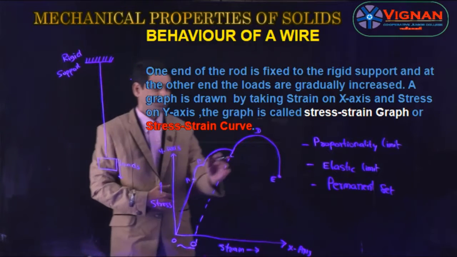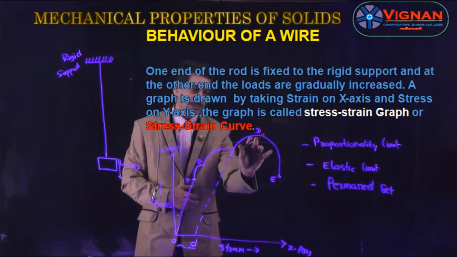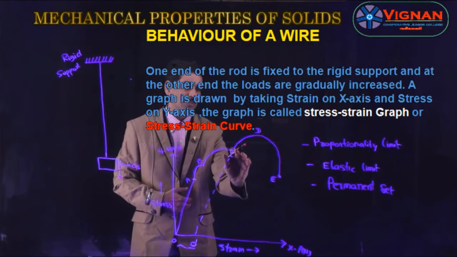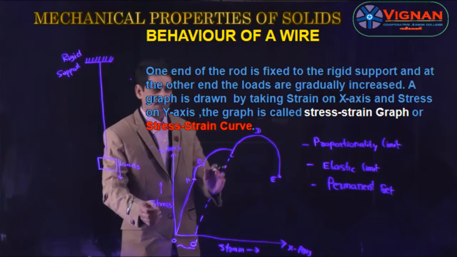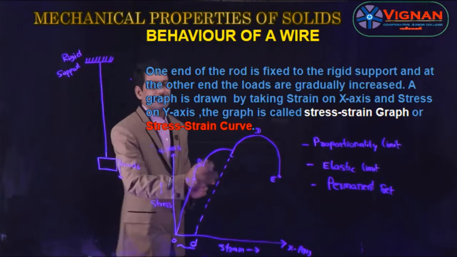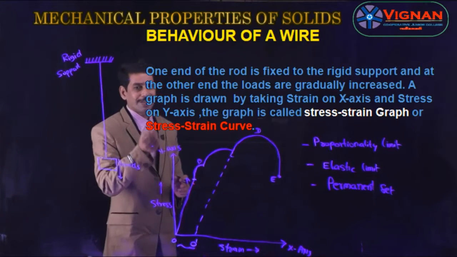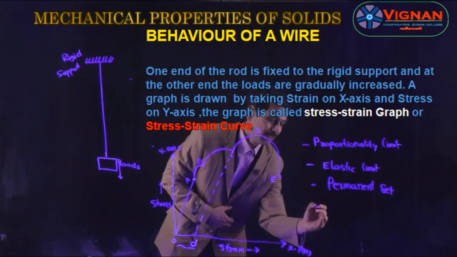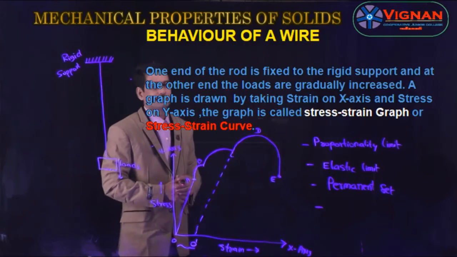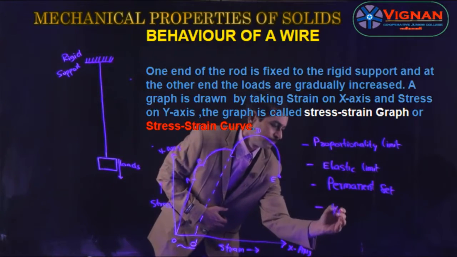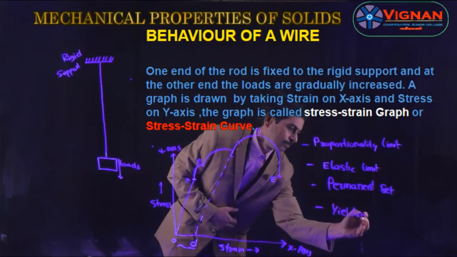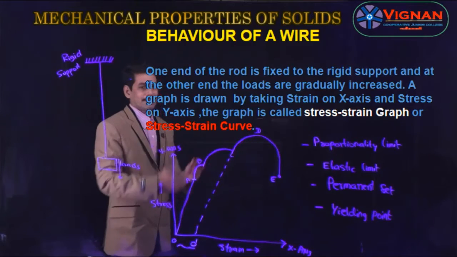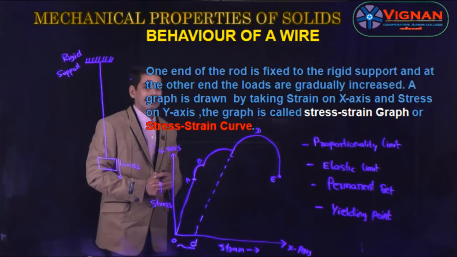Now let us see the graph. Beyond the point C, even though we do not increase the stress, the strain increases more rapidly. See the graph here, it is a peak we are observing. Even though we don't increase the stress, the strain increases more rapidly. That means the wire starts yielding at the point D. So that point is called the yielding point, or it is also called the fracture point.